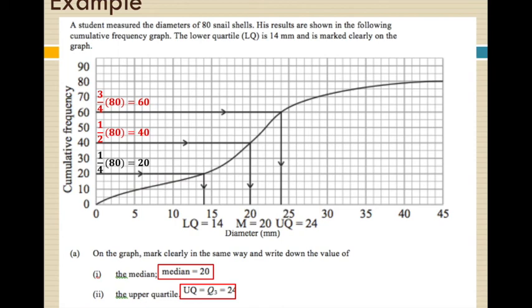For the interquartile range, you need to find the lower quartile, because interquartile range is upper minus lower quartile, or Q3 minus Q1, and this is the lower quartile, or Q1. So interquartile range is equal to Q3 minus Q1, or 24 minus 14. The answer is 10. Okay, although in the exam this answer is also accepted.